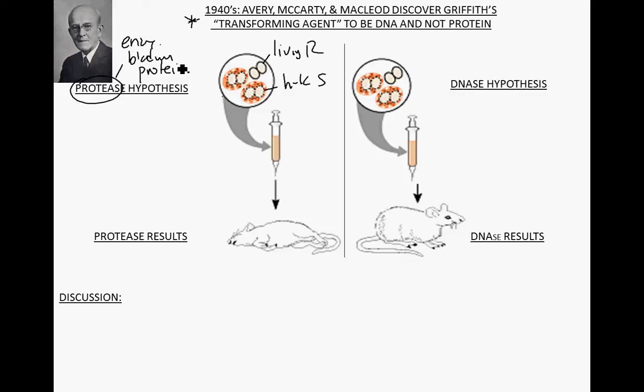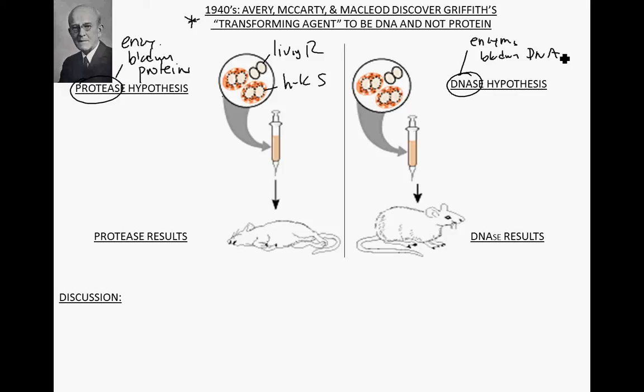In the other experimental group, they take, again, living R and heat-killed S, which should give you dead mice and results similar to Griffith. And in this group, they put a DNase. This DNase is an enzyme, in general, that will break down DNA.